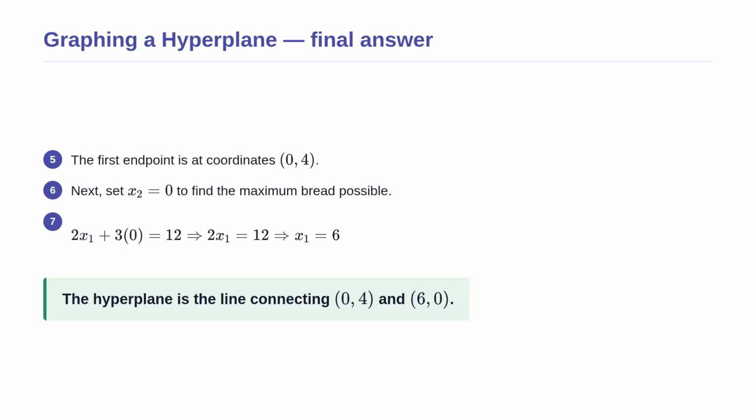Continuing with our bakery, we now have our first point on the vertical axis at 0, 4. Next, we do the exact opposite to find the other end of our straight line. We explore the scenario where we bake 0 cakes, dedicating all resources to bread. Setting x2 to 0, we find we can bake exactly 6 loaves of bread. This gives us our second point at 6, 0. By connecting these 2 points with a straight line, we have successfully drawn our hyperplane. Every point on this line uses exactly 12 cups of flour.